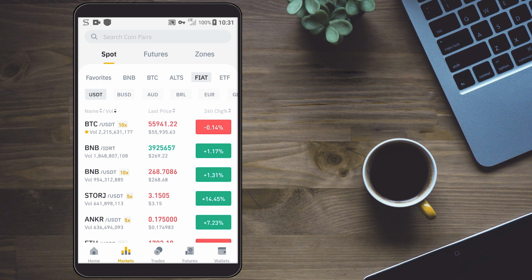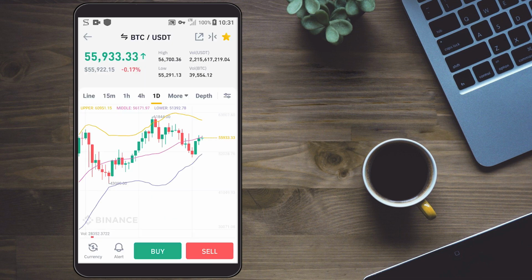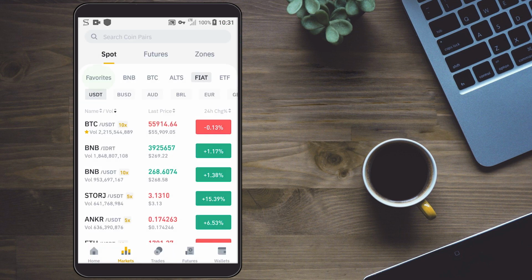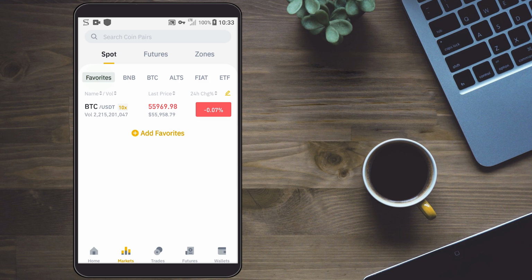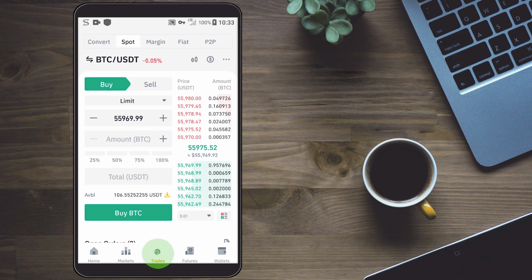By clicking on each pair, the price chart opens and we can place buy or sell orders, which I'll explain later in Trades tab. And by selecting bookmark here in the top right of the screen, this pair will go to your favorite list here. Alright, now let's go to Trades tab and see how we actually trade on Binance.